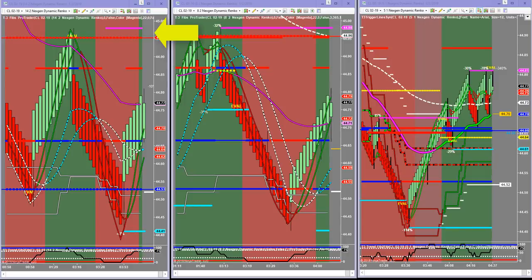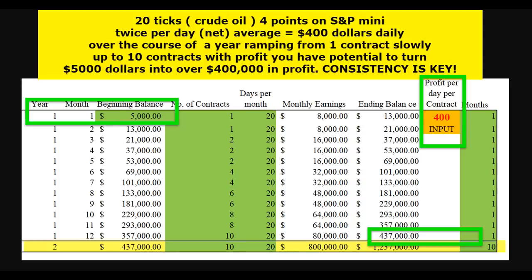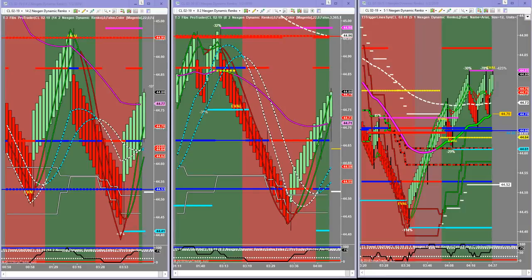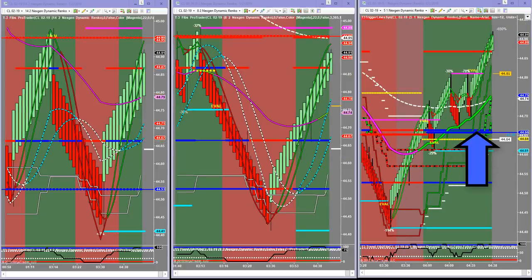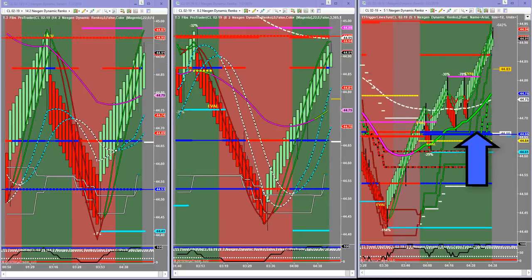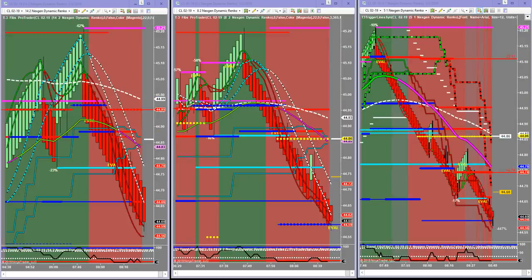Now, again, the objective for what we do is 20 ticks. 20 ticks equals $200. And if you do that twice a day with high probability trades, you're going to be able to reach your goals and objectives very, very easily. So again, if you were long from 44.67, 44.68, you can see we have easily reached our profit target of $200 plus.